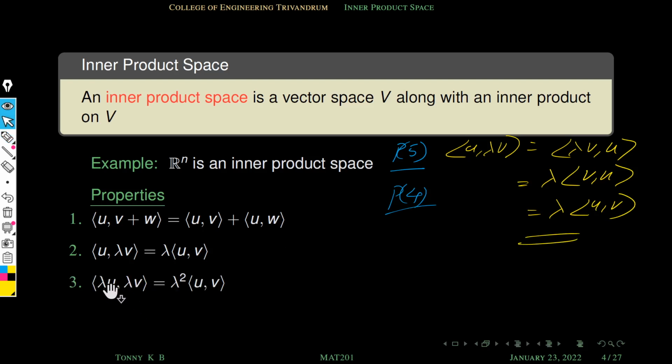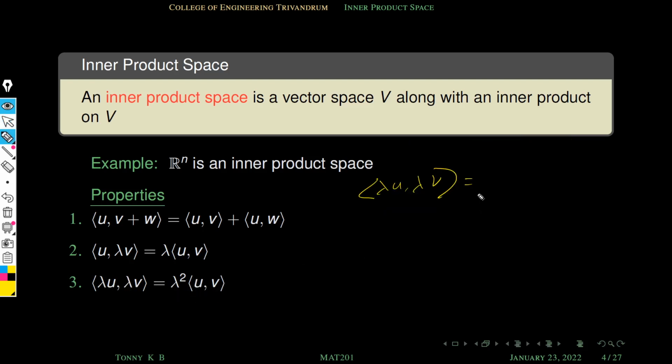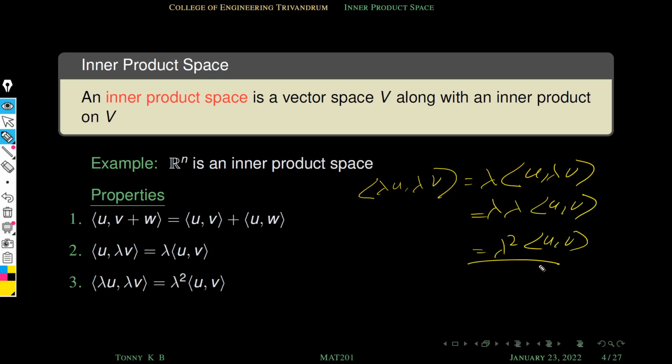And the next property: the inner product of lambda u, lambda v is equal to lambda square times the inner product of uv. How to prove it? We consider the left hand side, the inner product of lambda u, lambda v. Using property 4, this becomes lambda times the inner product of u comma lambda v. Then using the previous property, you can take this lambda outside. So lambda times lambda uv, which is equal to lambda square times uv. So this is our third property. These are some properties of the inner product.